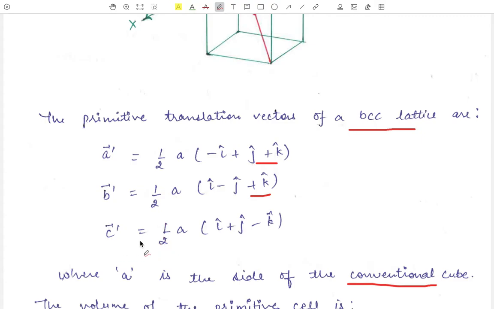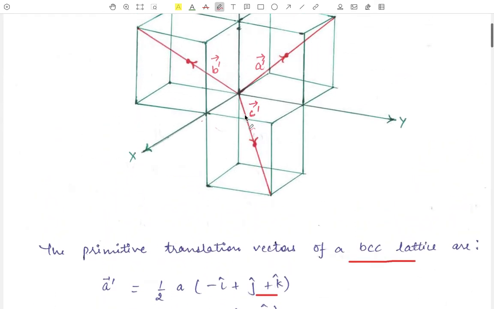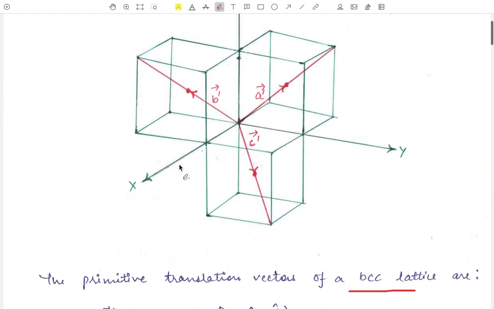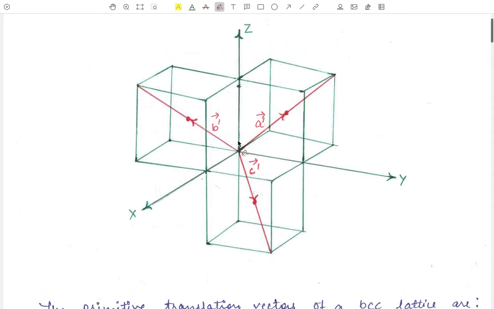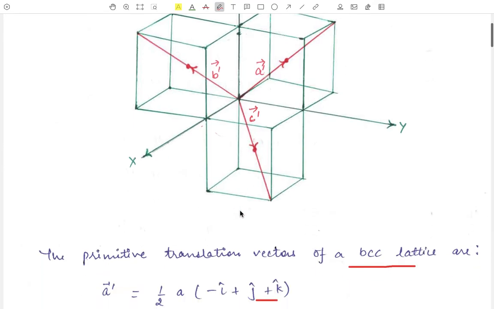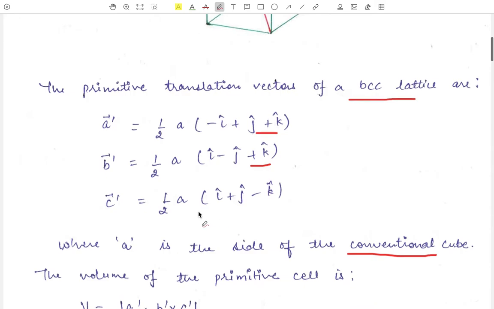Now the C dash vector, again A by 2 the constant term, and this is our C dash vector. This is along positive x direction and positive y direction, that is plus i cap plus j cap, but along the negative z direction. This is our positive z direction and this C dash vector is along the negative z direction, therefore minus k cap. So this is our C dash vector, i cap plus j cap minus k cap.